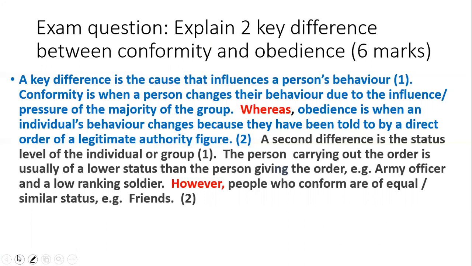Second key difference. A second difference, it's always good, signposted in. A second difference is the status level of the individual or group. The person carrying out the order is usually of lower status than the person giving the order. So we've got obedience here. It's a level of status, e.g. an army officer and a low-ranking soldier. However, people who conform, so we're using the terminology, conformity here, are of equal or similar status, for example, our friends. So again, our second difference is status. First difference is the cause, what causes us either to conform or obey, and it's the status of the person or the group that causes it.